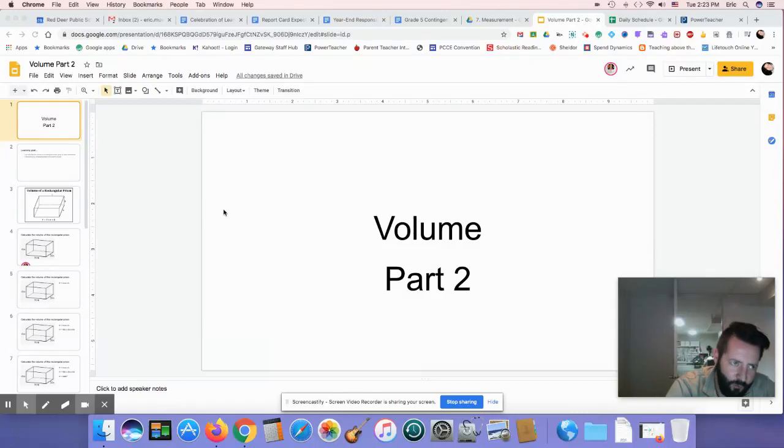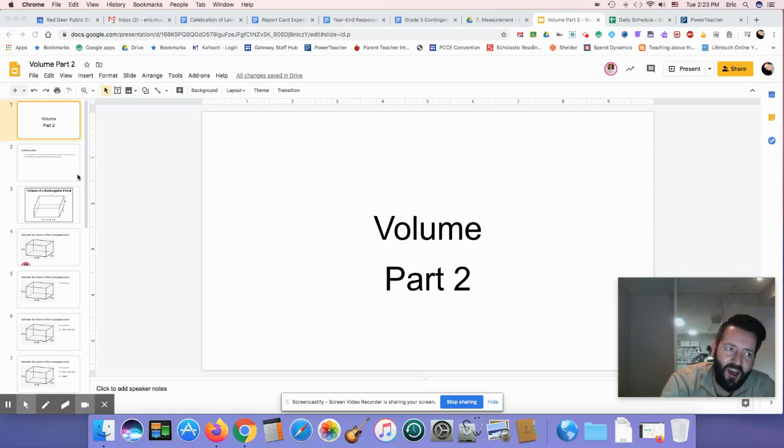Guys, we're back for part two of your lesson on volume. So yeah, just a quick little review about volume. Volume we talked about yesterday being how much space does something take up, and of course we learned that it's a three-dimensional unit of measure. It's got length, width, and height to it.